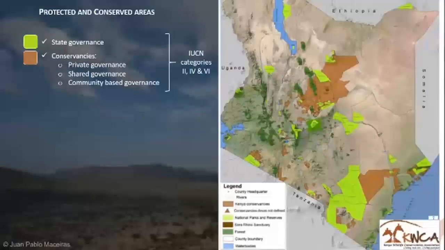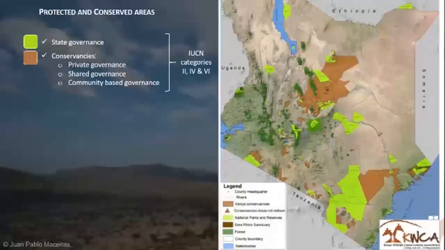So just a quick overview of how the protected area system works in Kenya. You have on this map green areas that are the ones that are managed by the state agency, which is called KWS, and the brown areas are what we call conservancies, and these areas are a mix of different types of governance and different types of IUCN categories.